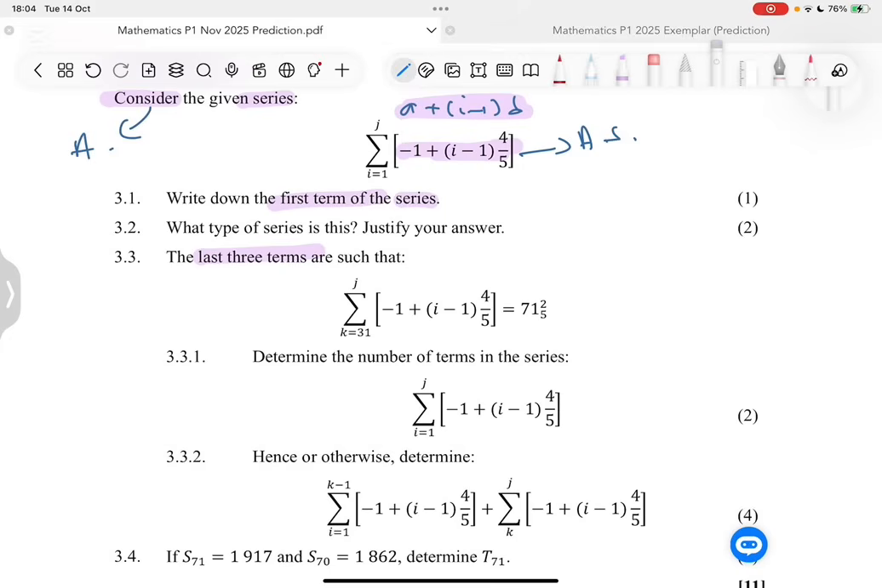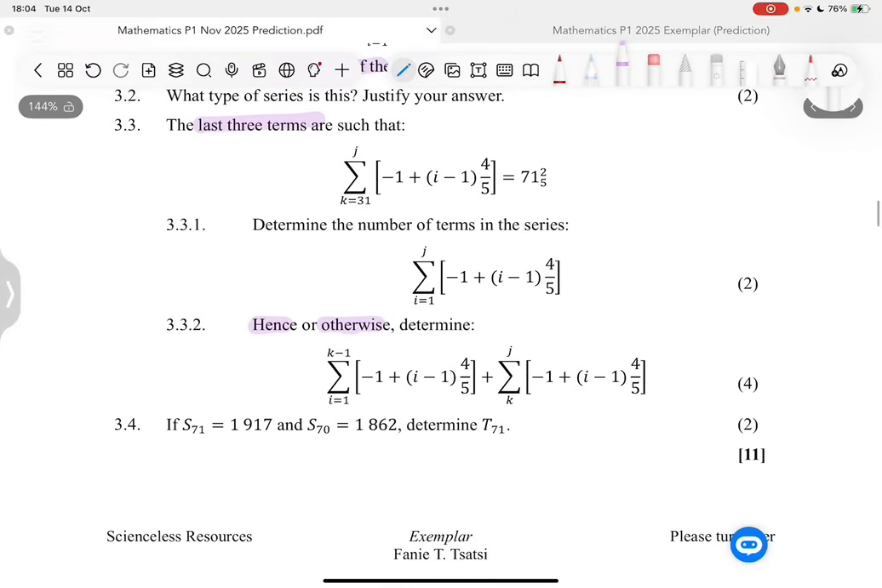Now, question 3.3.2 says to us, hence or otherwise, determine the sum from i equals 1 to k minus 1 plus from k to l of this series. Again, as we said last time, when you see the word hence, it means you use what you have done at the top to find the answer here. Otherwise would mean you can use any other method without using what you have done at the top. Now, to answer this question, we'll focus as usual on the hence, as I advised last time in the previous question, because when you use the hence part, it becomes easier.